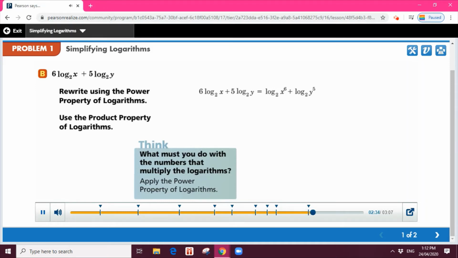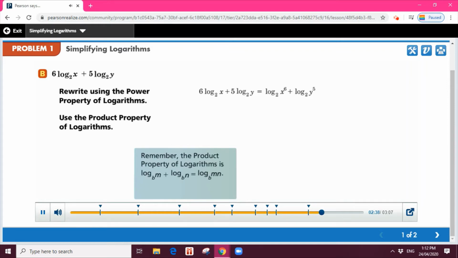Next, use the product property of logarithms. Remember, the product property of logarithms is log base b of m plus log base b of n equals log base b of m times n. So, the original expression is equal to log base 2 of x to the 6th power times y to the 5th power.